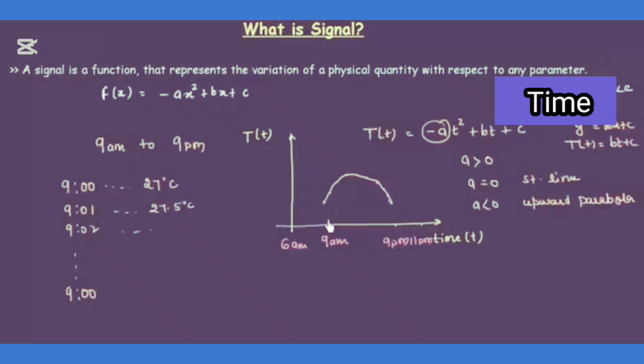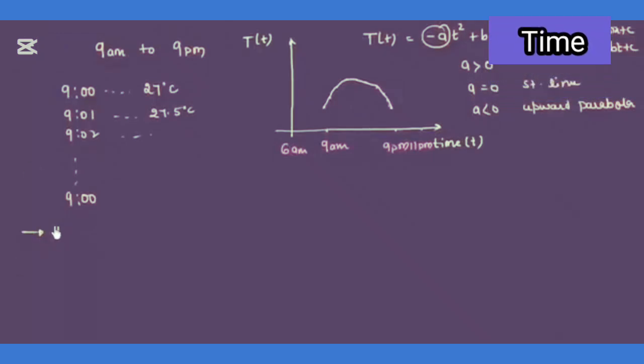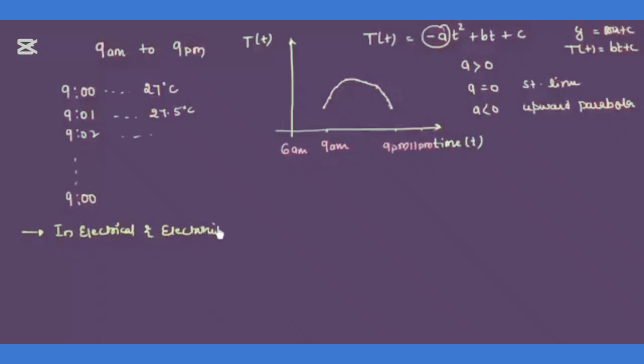We'll narrow down this study of the signal, and I will talk especially about electrical and electronics. In electrical and electronics usually, a signal is the variation of an electrical quantity, generally current or voltage, over time, so it's important to write this down. Here we have the variation of temperature with time; in the same way we have the variation of the electrical quantity, and this electrical quantity is generally current or voltage.